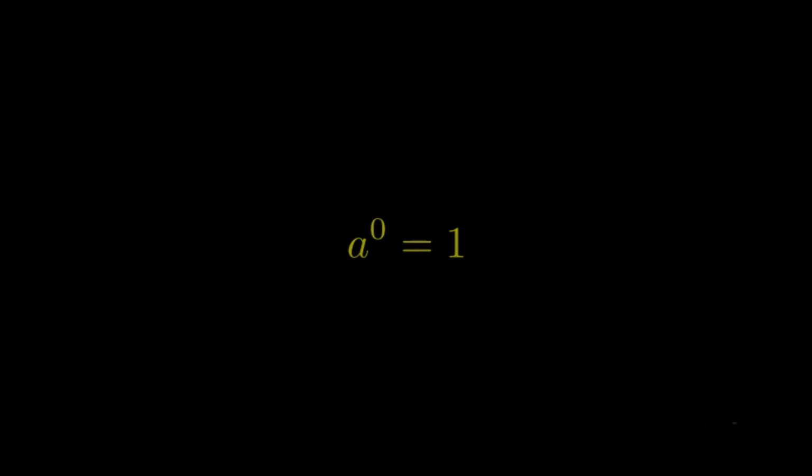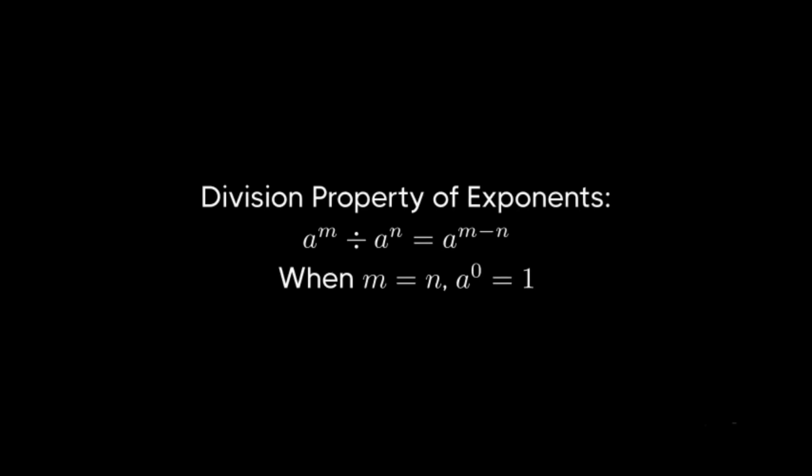Understanding this zero exponent rule is essential for algebra, as it appears frequently in simplifying expressions and solving equations with variables raised to different powers. To summarize what we've learned, the division property of exponents tells us that when dividing powers with the same base, we subtract the exponents. When those exponents are equal, like in a to the power of 5 divided by a to the power of 5, we get a to the power of 0. And through our cancellation demonstration, we've proven that a to the power of 0 equals 1.